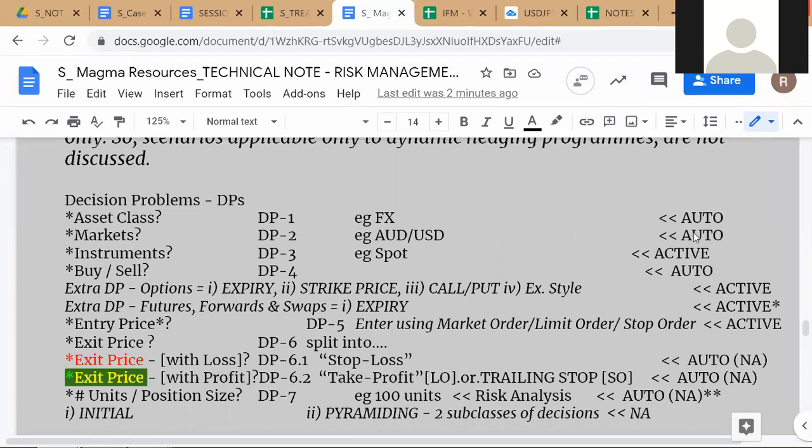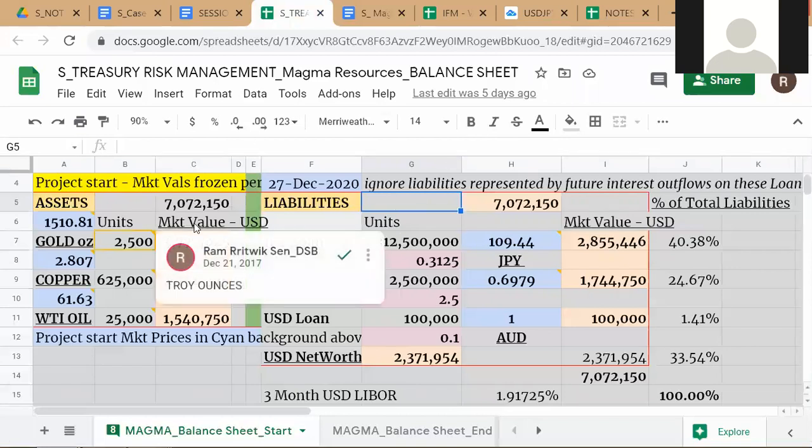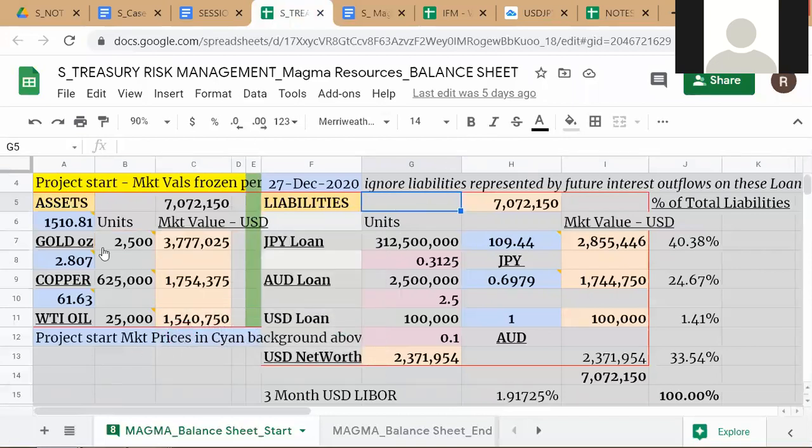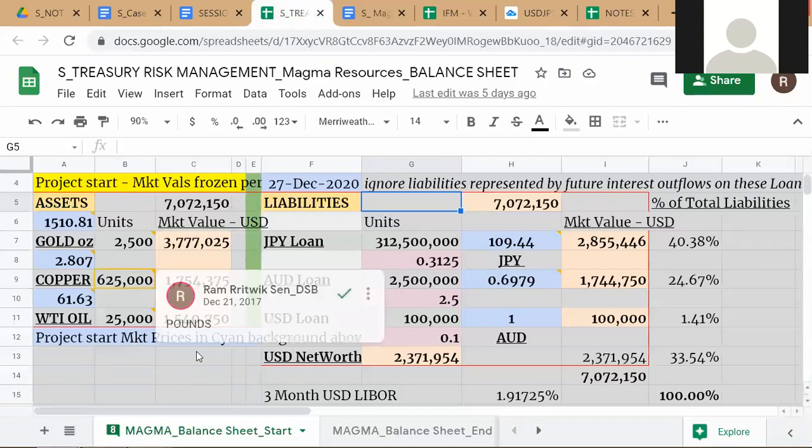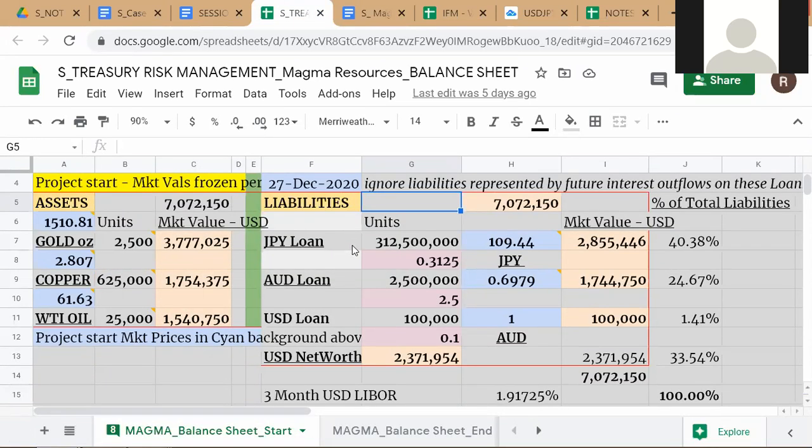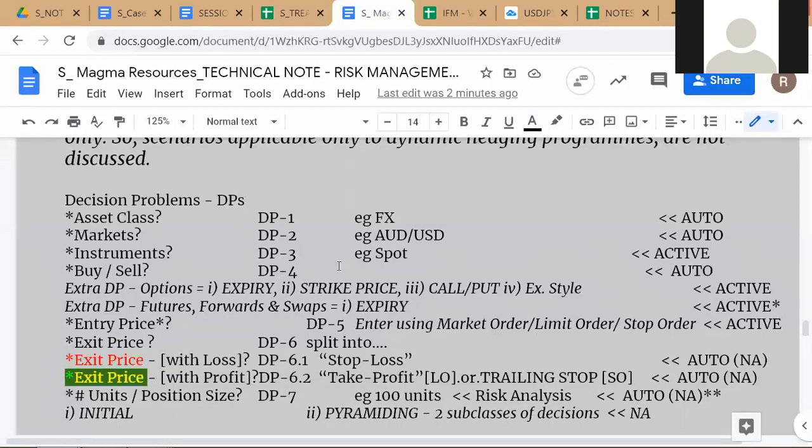Once we have understood the underlying positions that exist on the balance sheet, the underlying position with respect to the KRF markets, we have already identified the markets. And if you look at the market, you can see that in this case, this will go into commodities. In this case, this will go into currencies. So these are automatic, the first two.